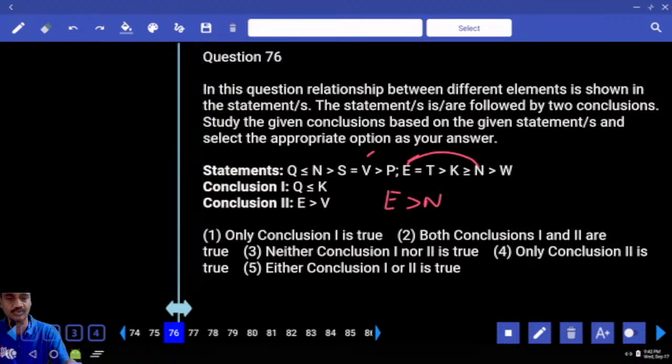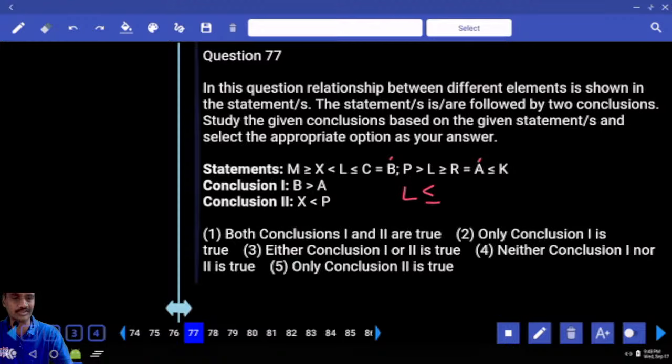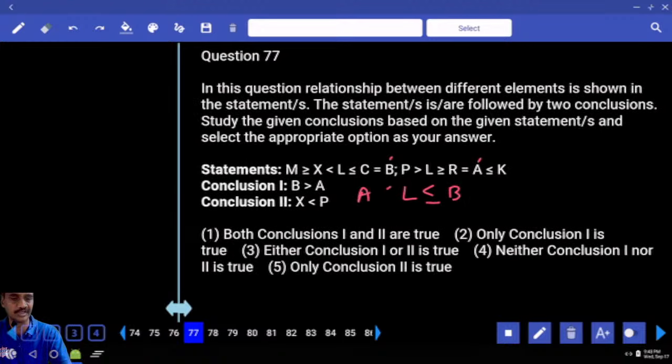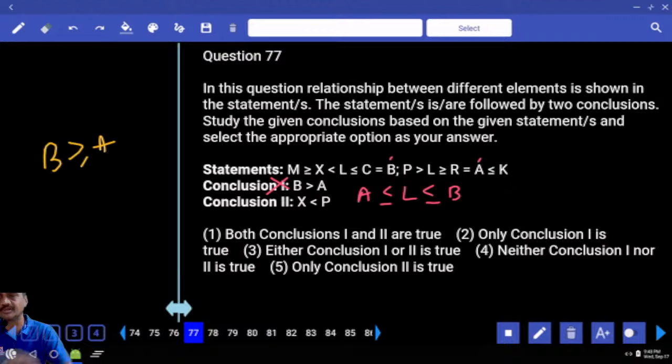Then 77. Now in this 77, B and A. B is here, A is here. And which element is common? L is common. L lesser than or equals to B. L greater than or equals to A. That means A lesser than or equals to L. That is, A is either lesser than or equals to, B is either greater or equal to, but not only greater.